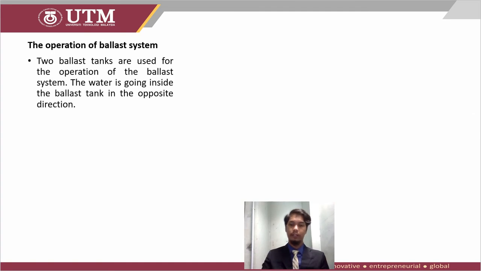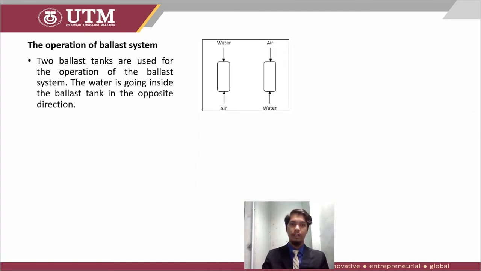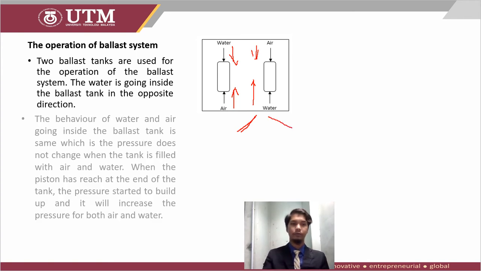And the operation of ballast tank. With 2 ballast tanks, the water is going inside the ballast tank in the opposite direction. This one and this one. And the air also goes in the opposite direction. This is to prevent the fish trap from tilting forward or backward.